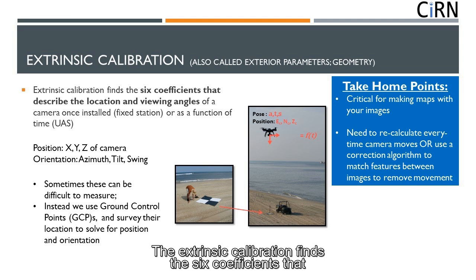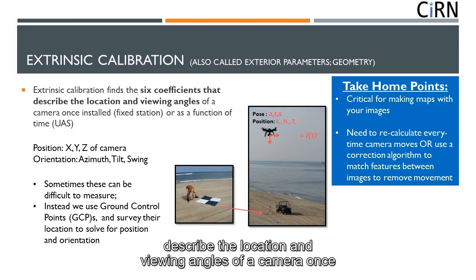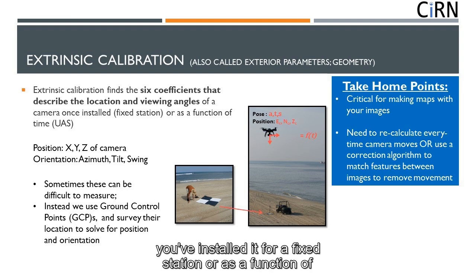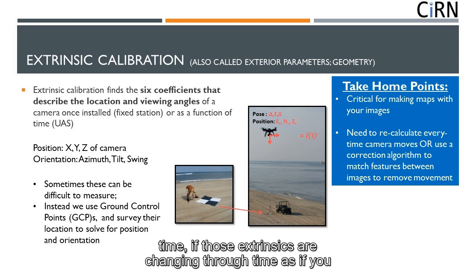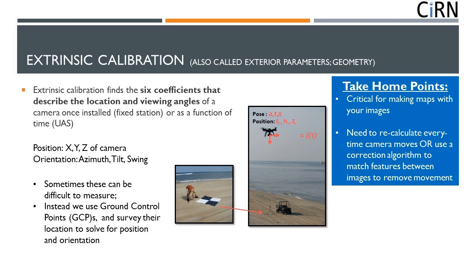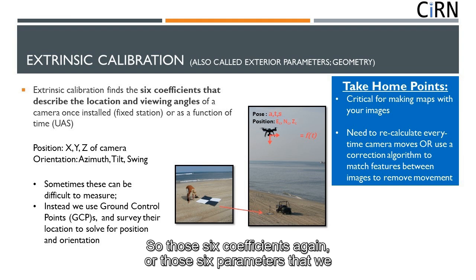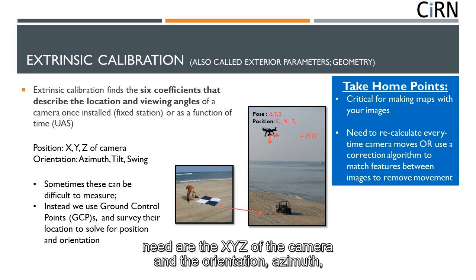The extrinsic calibration finds the 6 coefficients that describe the location and viewing angles of a camera once you've installed it for a fixation, or as a function of time, if those extrinsics are changing through time, as if you were flying from a UAS. So those 6 parameters that we need are the XYZ of the camera and the orientation: azimuth, tilt, and swing.